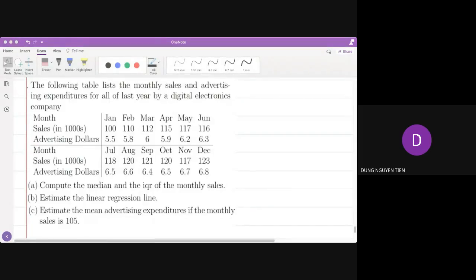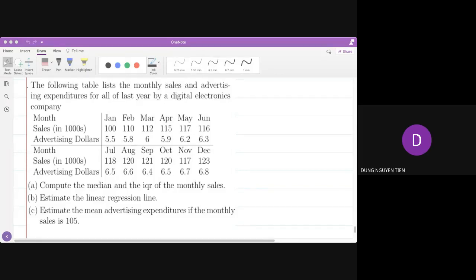Okay, let's go over the problems I just gave you. The following table lists the monthly sales and advertising expenditures for all of last year by a digital electronics company. And there are 12 months here. You want to compute the median and the IQR of the monthly sales. You don't need to do the calculations. Just tell me what you have to do to get the median. What should we do first?